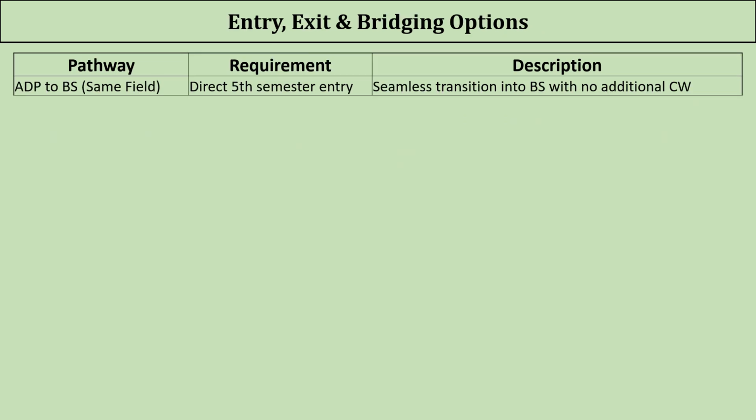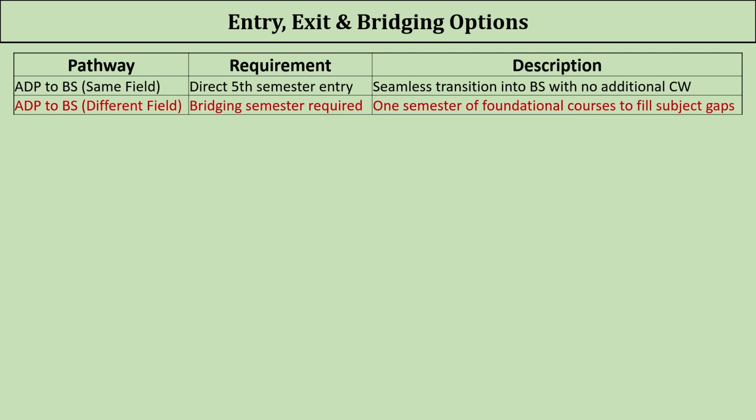Entry, exit, and bridging options. ADP to BS, same field. Students who completed an associate degree in a field like business or IT can directly enter the 5th semester of a corresponding BS program without repeating courses or taking additional credits. ADP to BS, different fields. If the field does not match, students must take a bridging semester. For instance, an ADP in English moving to BS psychology may need introductory psychology courses first.